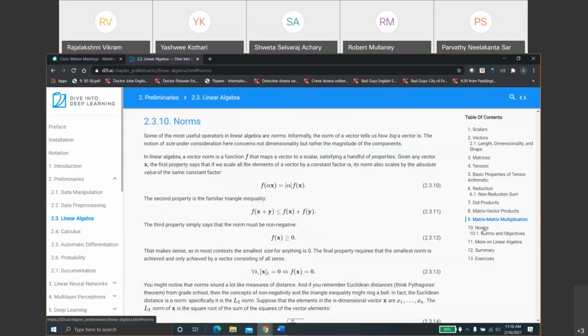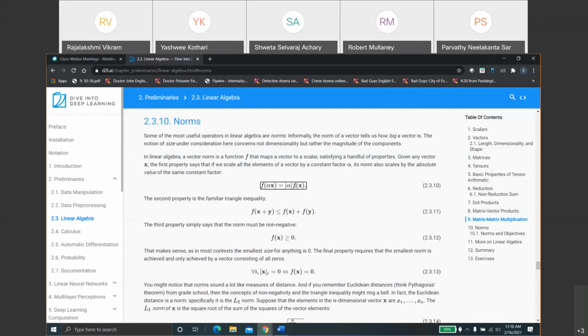What are norms? Norm basically tells you how big a vector is, the length of the vector. You can think of it as a distance. So there are certain properties to a norm. The first property is, if every element in a vector is scaled by a factor alpha, then the norm will also be scaled by the factor alpha. That is your first property.